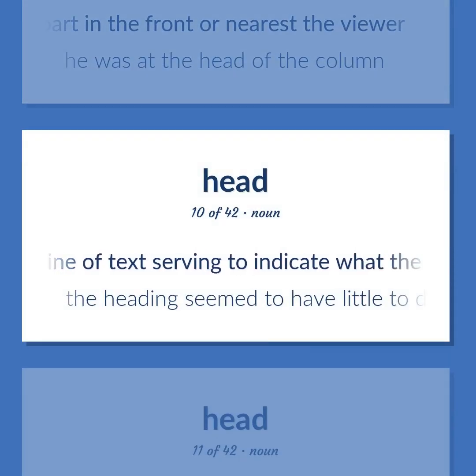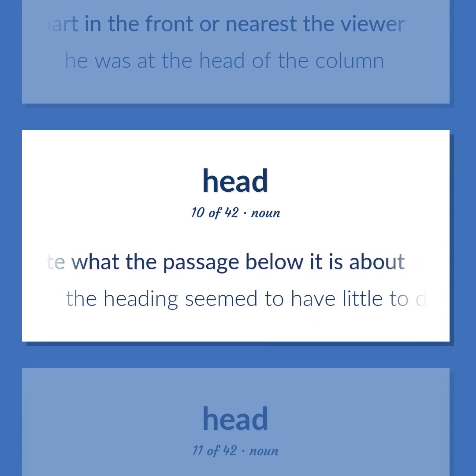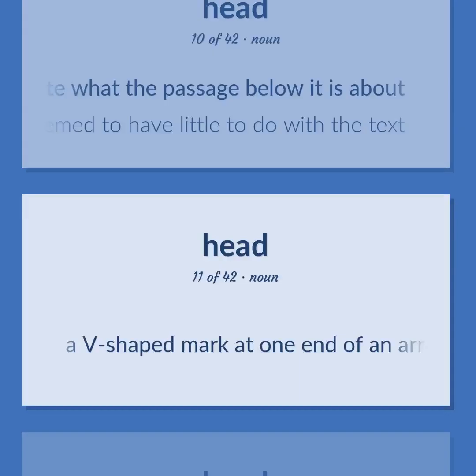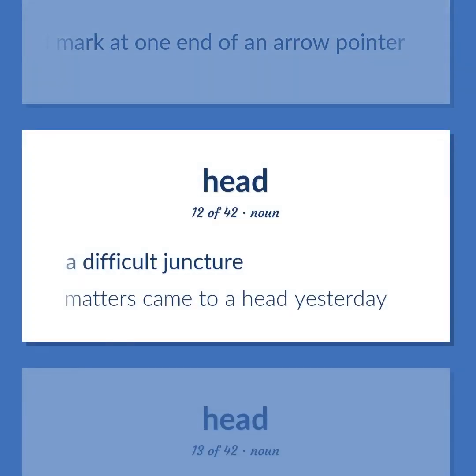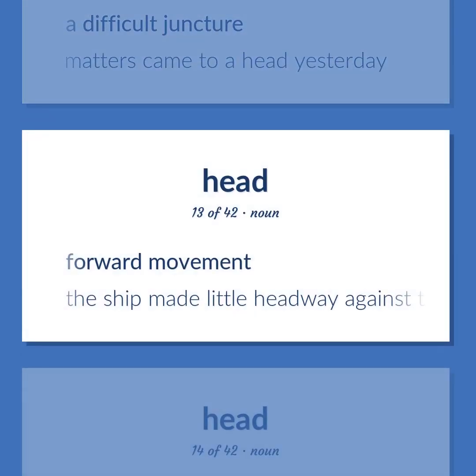A line of text serving to indicate what the passage below it is about. The heading seemed to have little to do with the text. A V-shaped mark at one end of an arrow pointer. A difficult juncture. Matters came to a head yesterday. Forward movement. The ship made little headway against the gale.